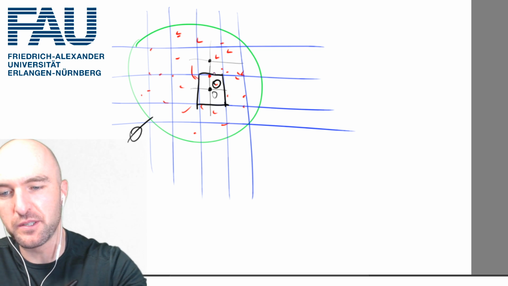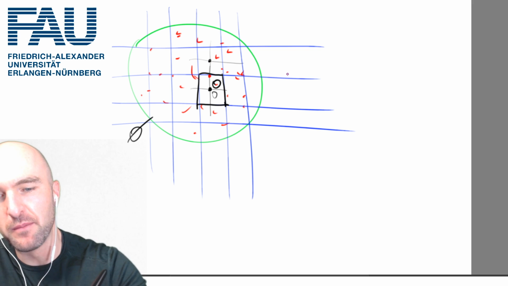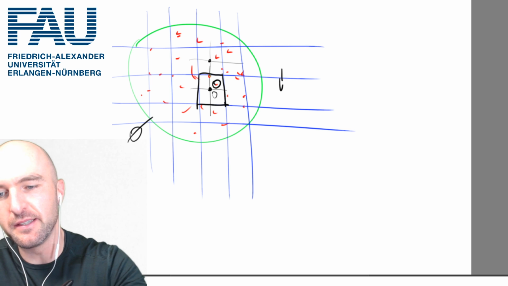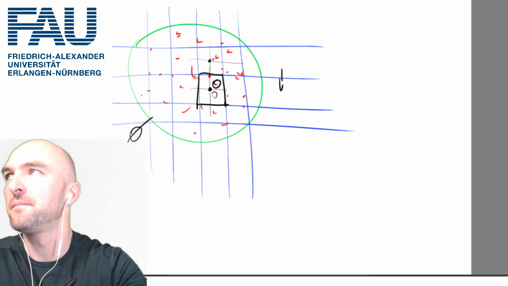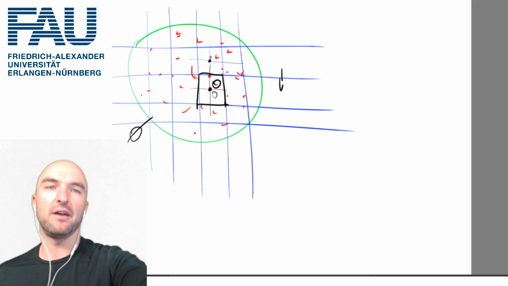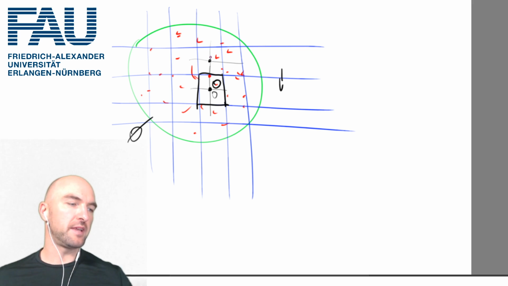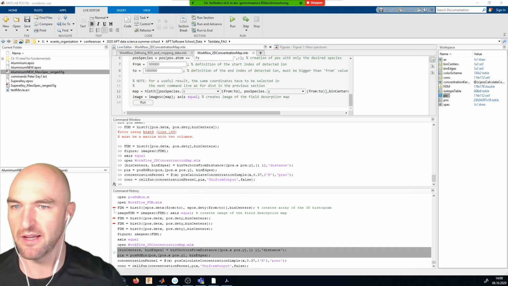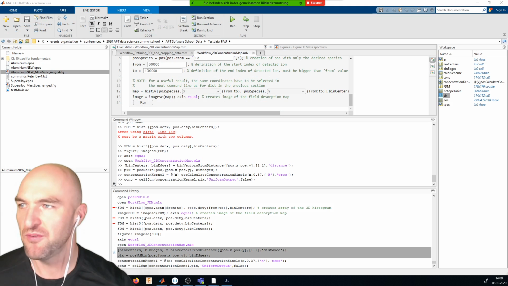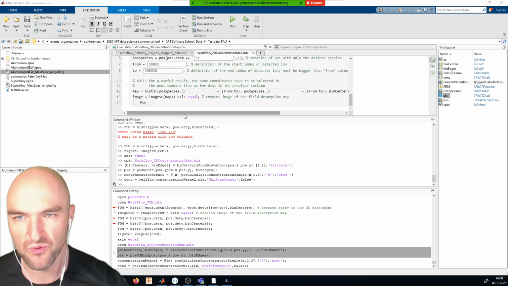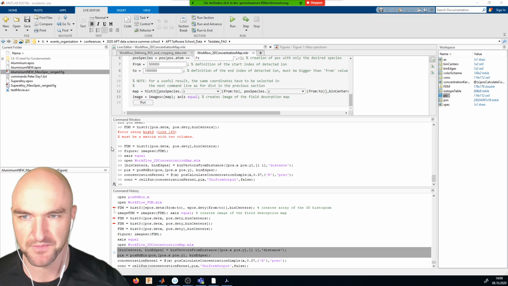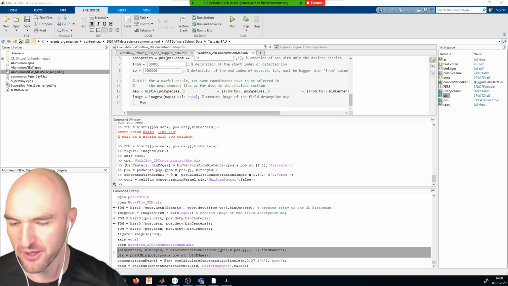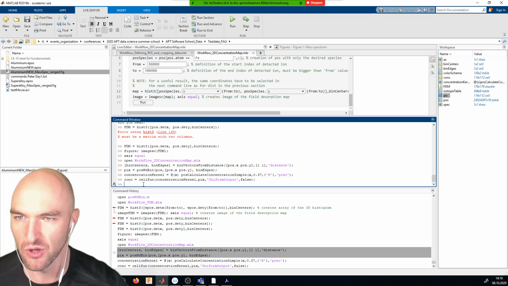Because of course, if I move my grid just a tiny bit in this direction, then this atom jumps from here to here, right? So if you have data with very thin statistics, this is actually a consideration. If you don't have very good statistics.